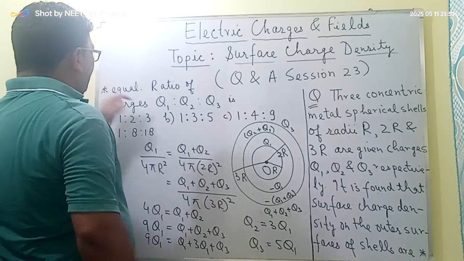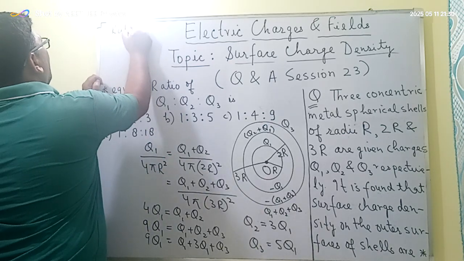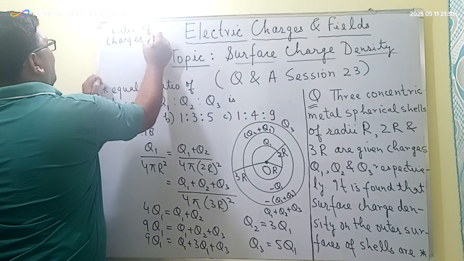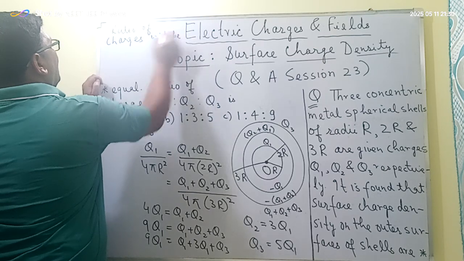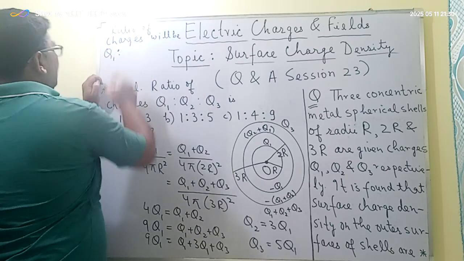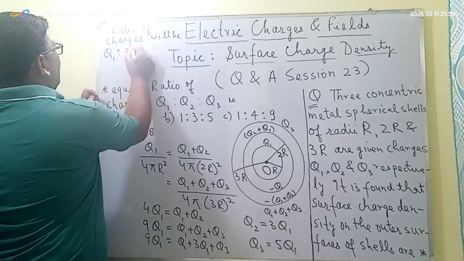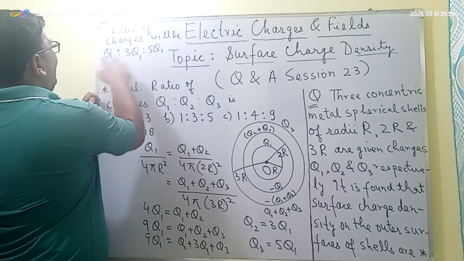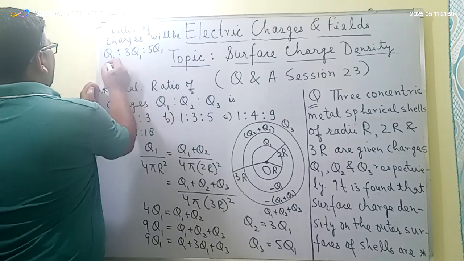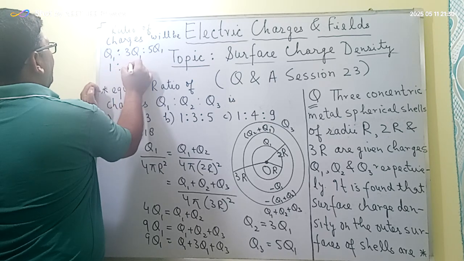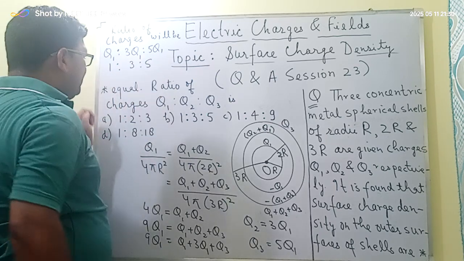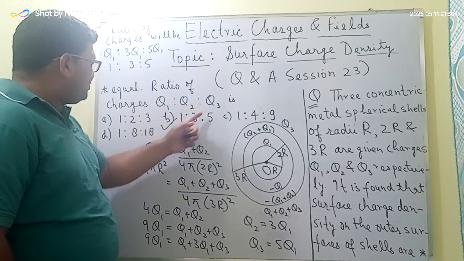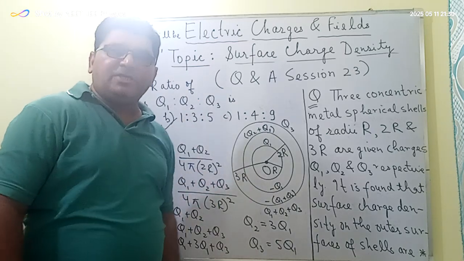So the ratio of charges q1 is to q2 is to q3: now q2 is equal to 3 times q1, and q3 is equal to 5q1. If I divide this by q1, then I get 1 is to 3 is to 5. So the correct option here is B, that is 1 is to 3 is to 5. So the ratio of q1 is to q2 is to q3 will be equal to 1 is to 3 is to 5.